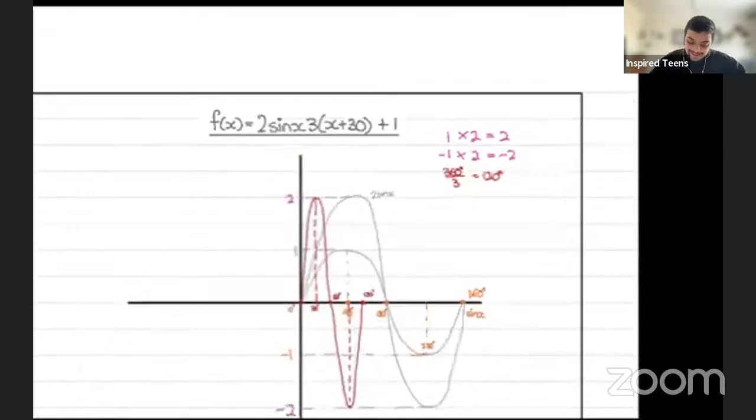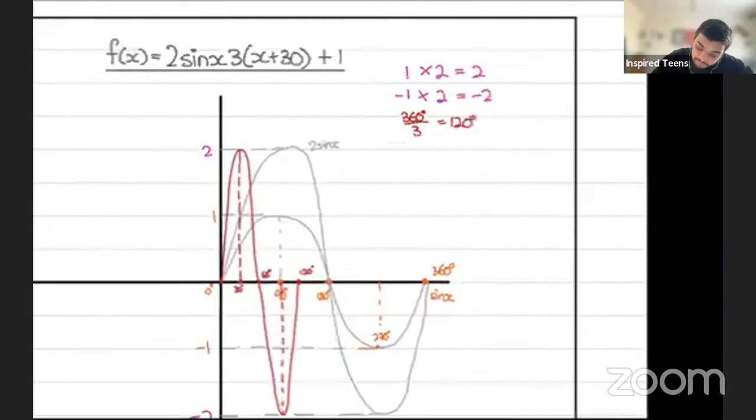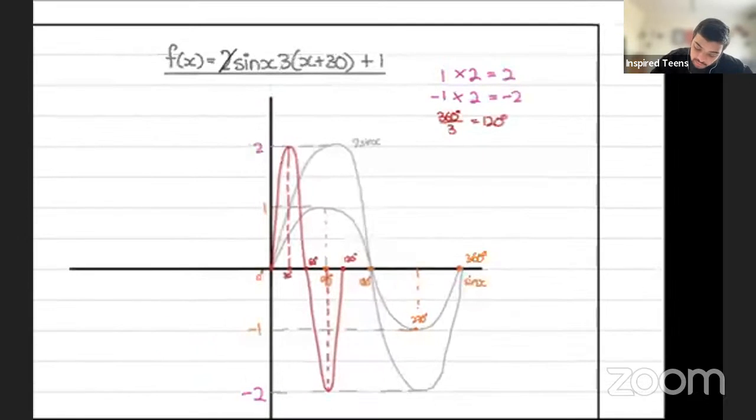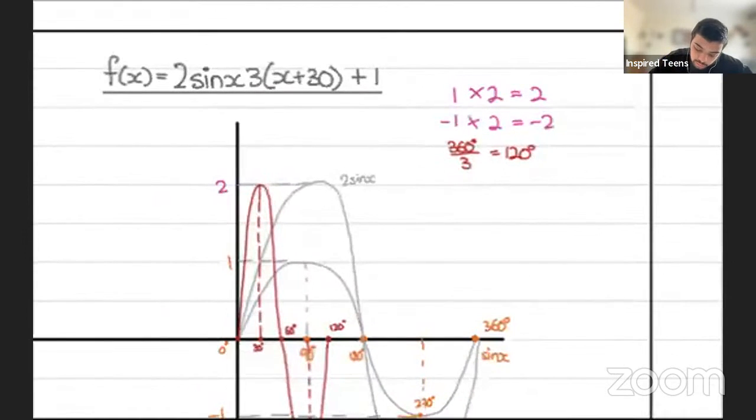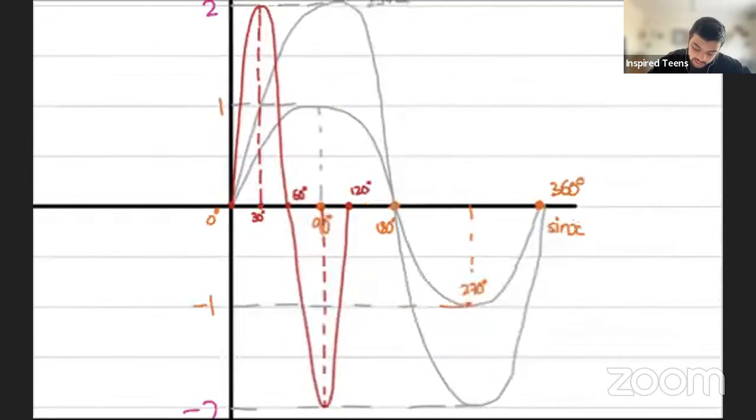Okay, let's make the next change. So this change is done. We have that change done. Let's move this 30 degrees to the left. We're going to move it 30 degrees to the left.